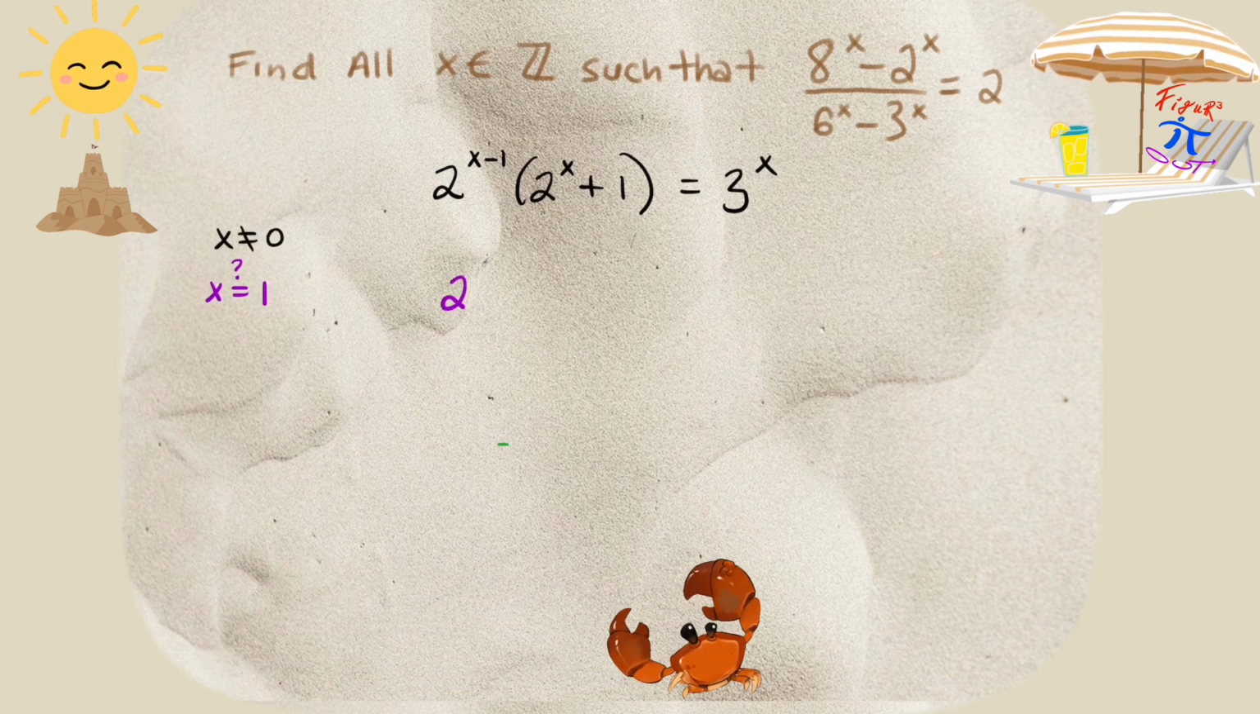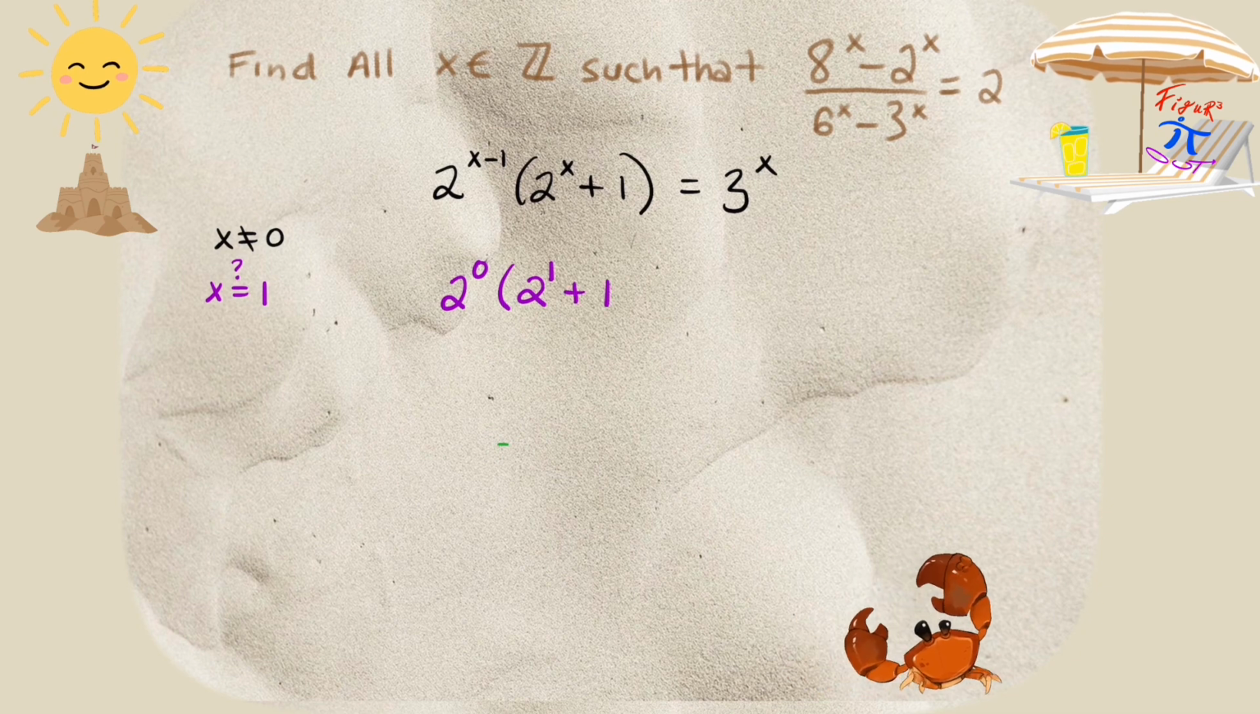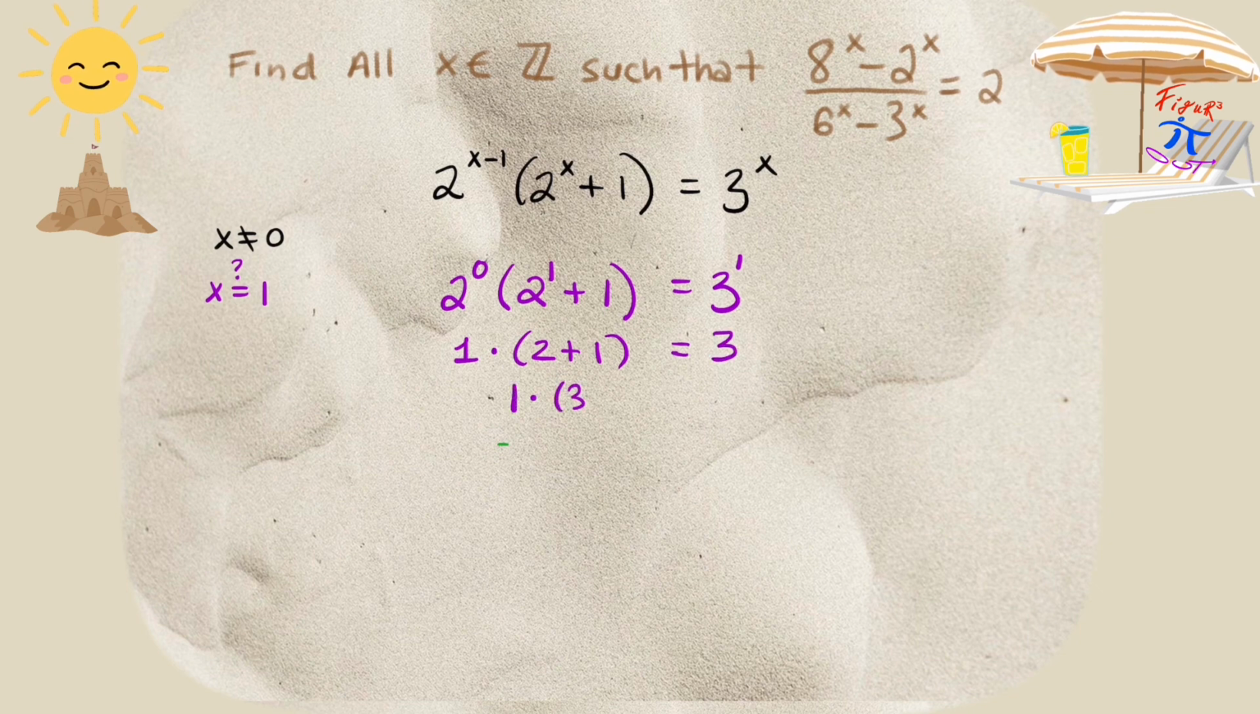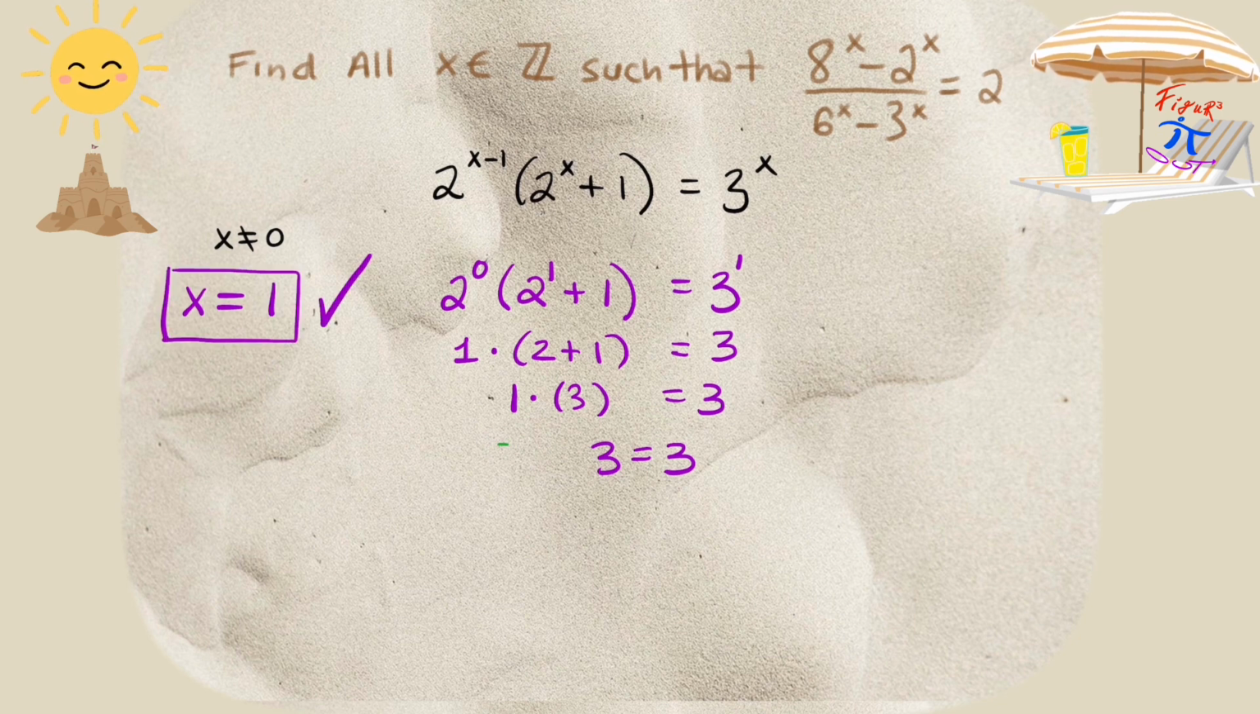Now what about x equals 1? If we plugged in x equals 1, we get 2 to the 0 times 2 to the first plus 1 equals 3 to the first. That actually checks out as an answer. So at least we found one solution here, x equals 1.